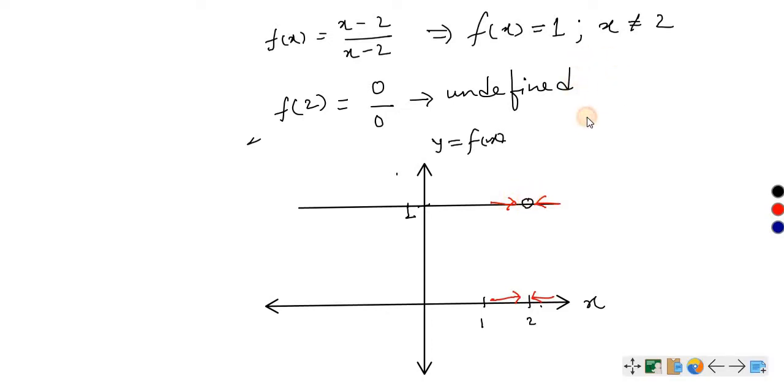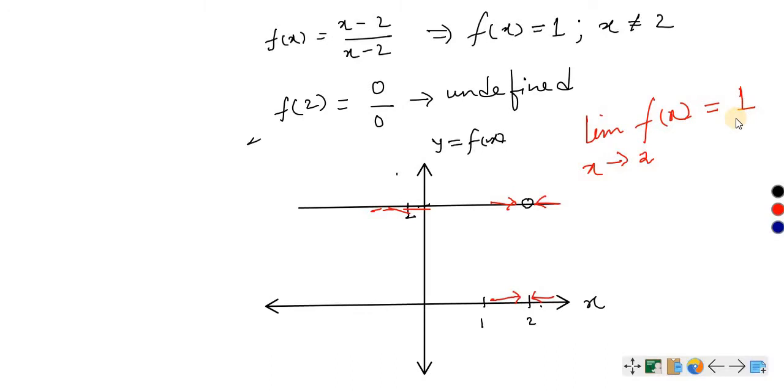So let me write here, limit of the function f of x as x tends to 2. This will be equal to what? 1. Why 1? Because you can see the graph of this function is 1 here. So this is the limit of the function as x approaches 2, which is equal to 1.